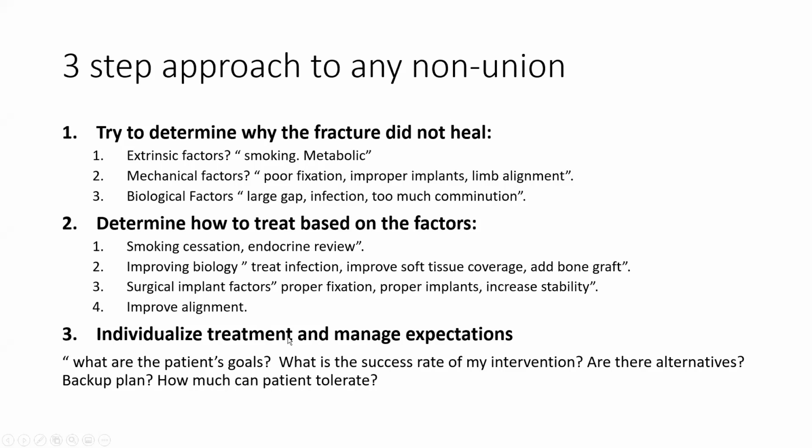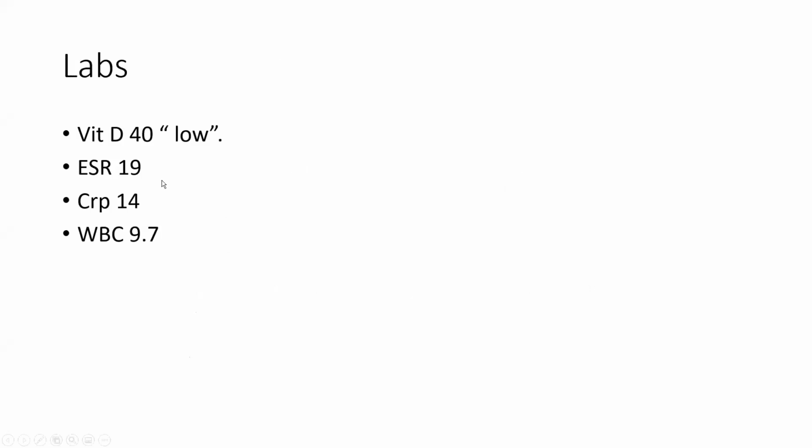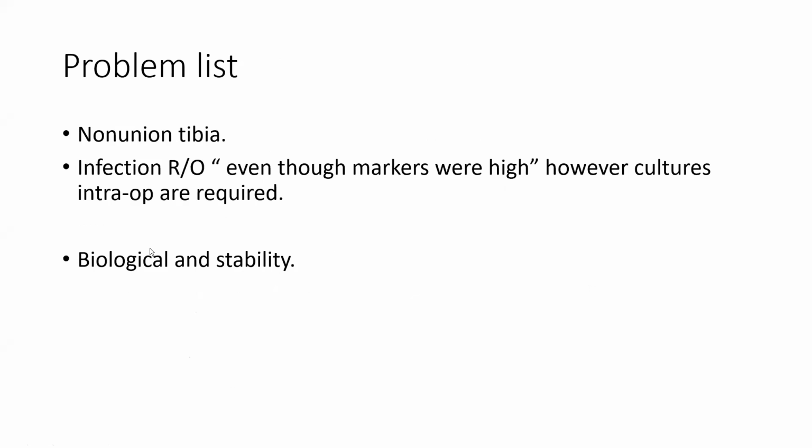How will we individualize our treatment and manage expectations? Let's see our patient, what does he want? First of all, the workup: vitamin D was low, ESR was 19, so it is a bit high. CRP is 14, also a bit high. WBC is normal. Non-union tibia, infection is ruled out even though markers were high. However, intra-op cultures are required. They were done and they were negative.